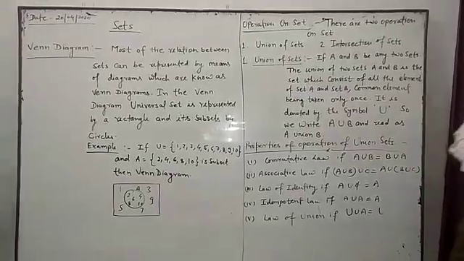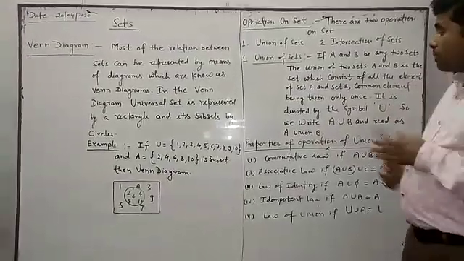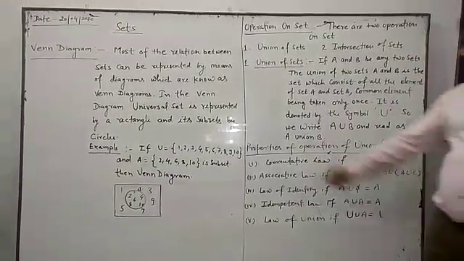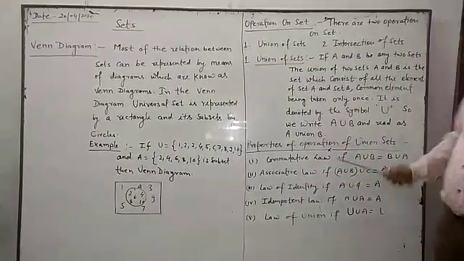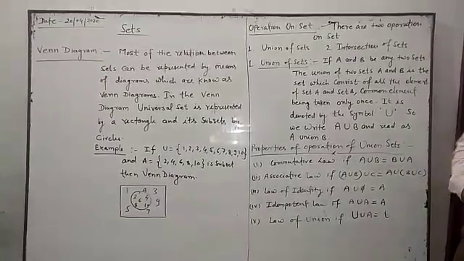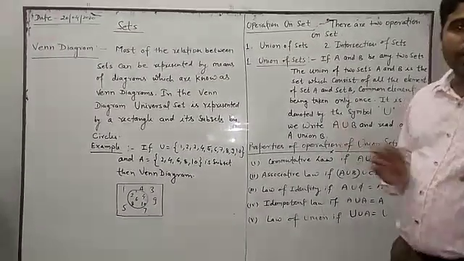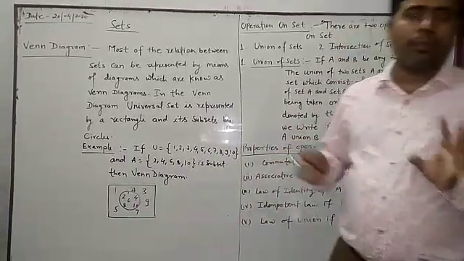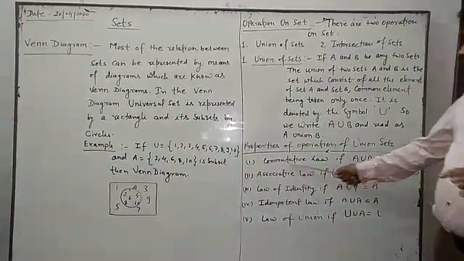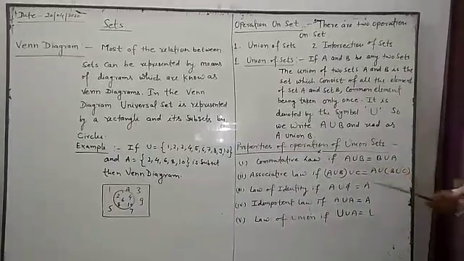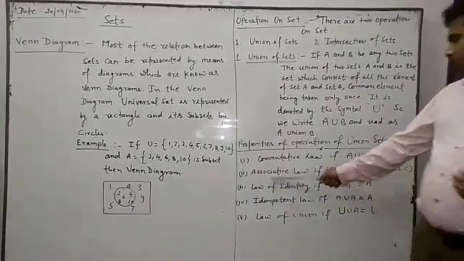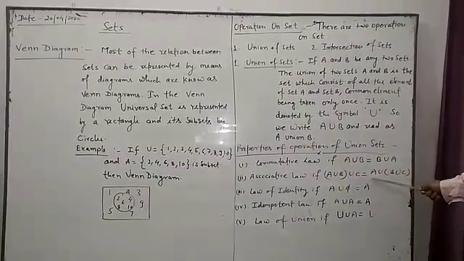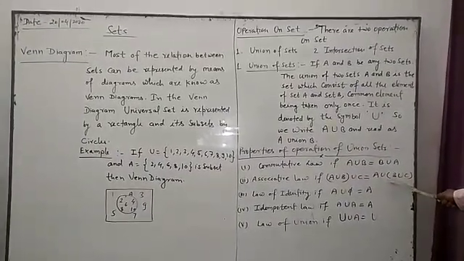Now in A union B, there are some properties. The properties are very important. Properties of the operation of union of sets. The first one is the commutative law: A union B is equal to B union A. Everyone has to know about the commutative law regarding addition, subtraction, division. Now the commutative law of union: A union B is equal to B union A. Associative law: (A union B) union C is equal to A union (B union C).